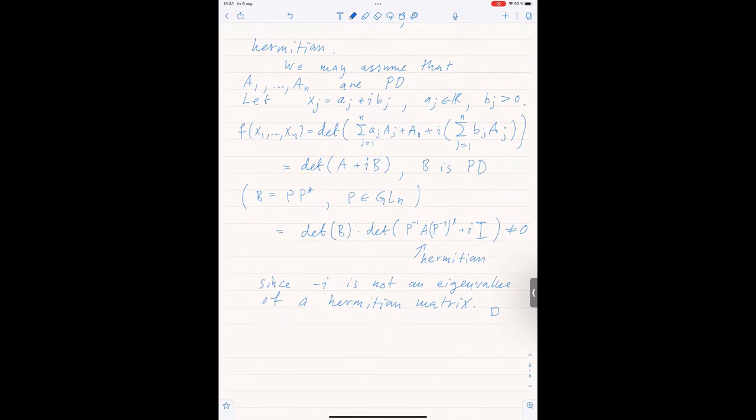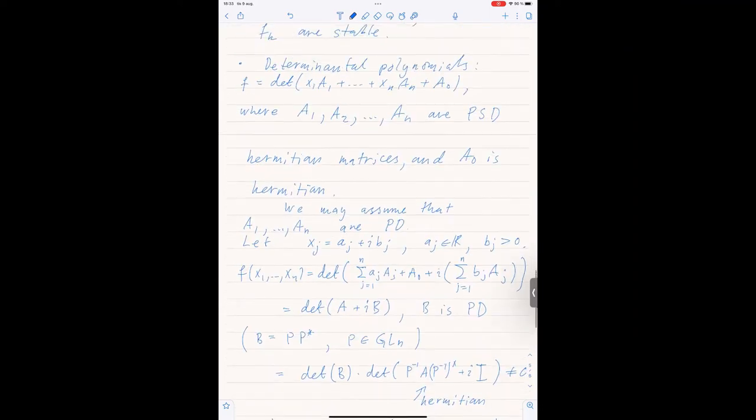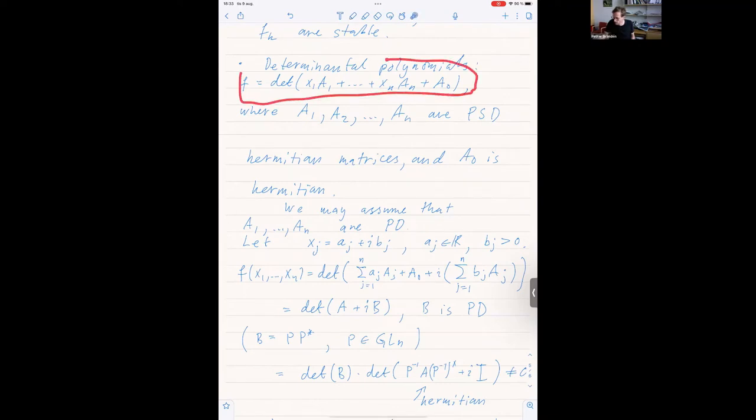But anyhow, this gives a large class of stable polynomials now. Anything that can be written as a determinant of a sum of positive semi-definite matrices times the xi's plus A0, where A0 is Hermitian. And we call these determinantal polynomials. And there's actually a converse to this too.